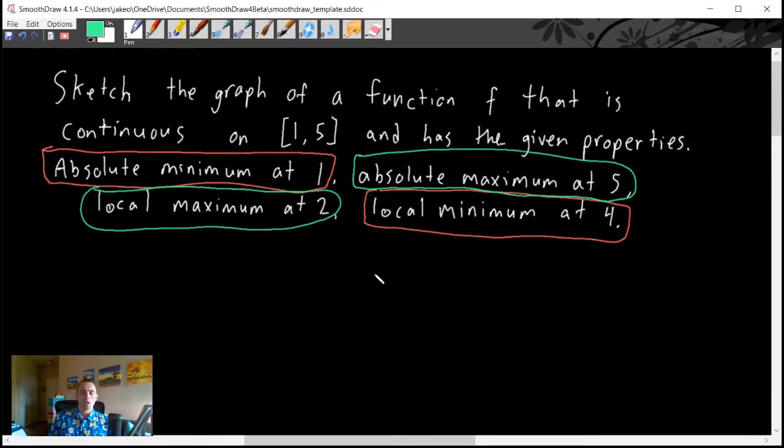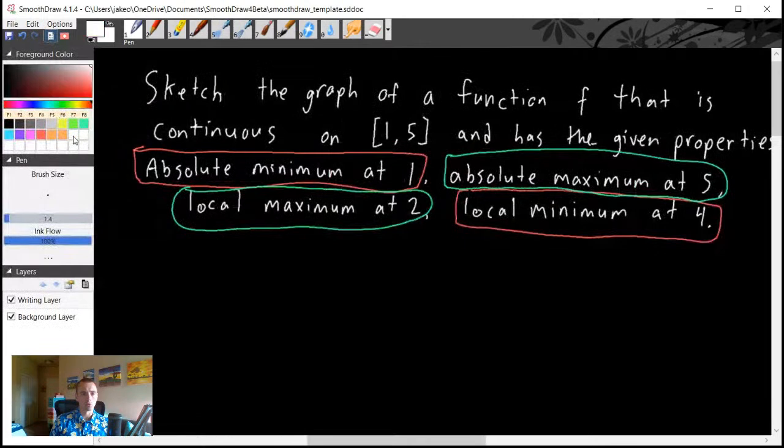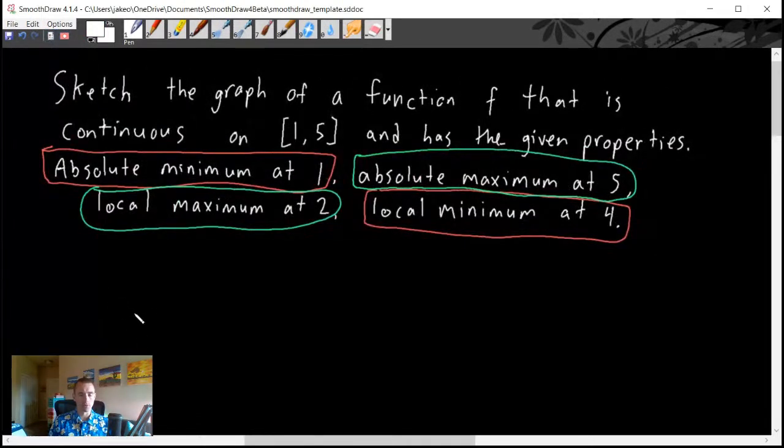So let's think about, again, the differences between a local versus an absolute maximum and minimum. Local means it's just higher or lower than all the other points really close to it. Absolute max or min means it's higher or lower than all the other points within the domain. So in this case, we are given a domain of 1 to 5.